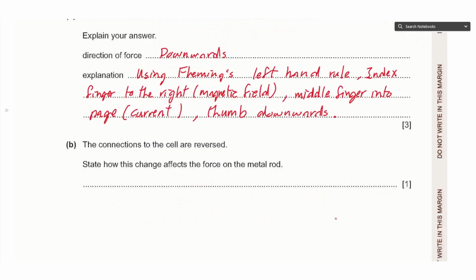Part B says the connections to the cell are reversed, which means the current will be reversed. State how this change affects the force on the metal rod. So the direction will be reversed, because reversing the current reverses the force, and reversing the magnetic field also reverses the force. But if you reverse both, you will get the same direction of the force.